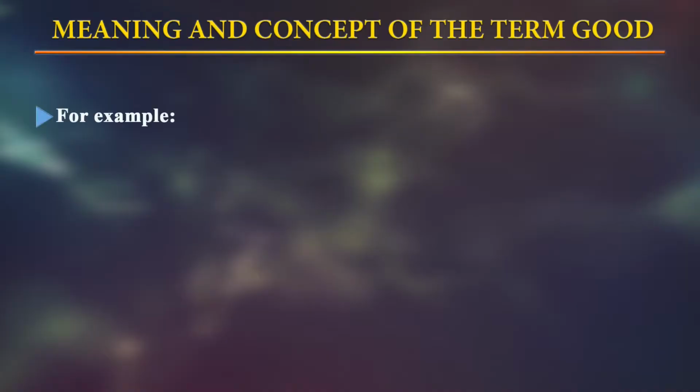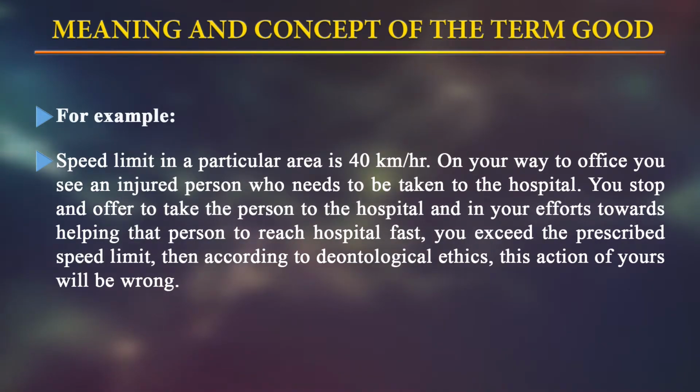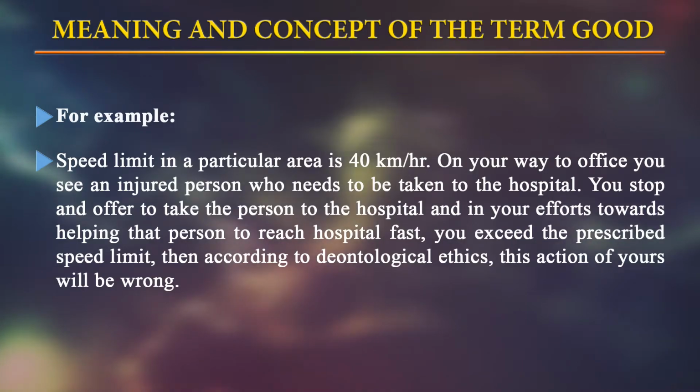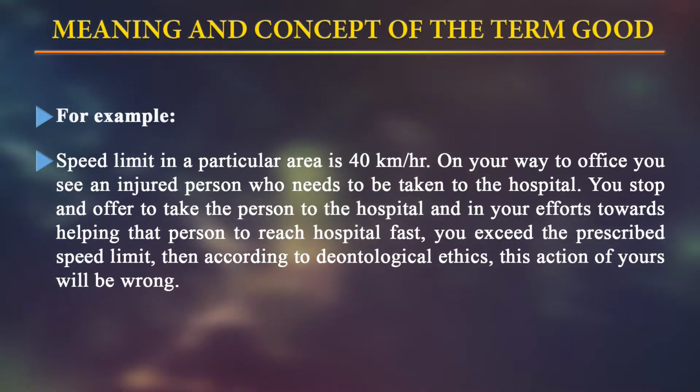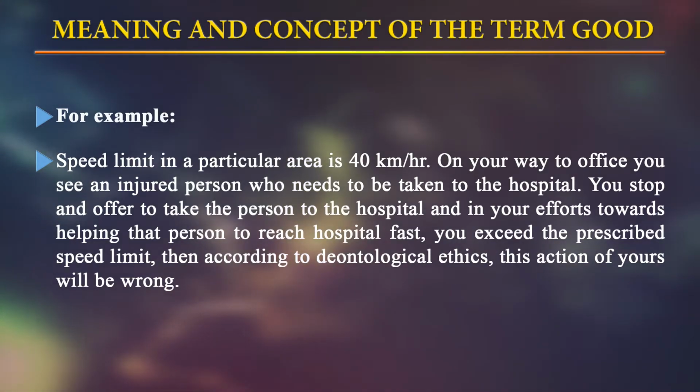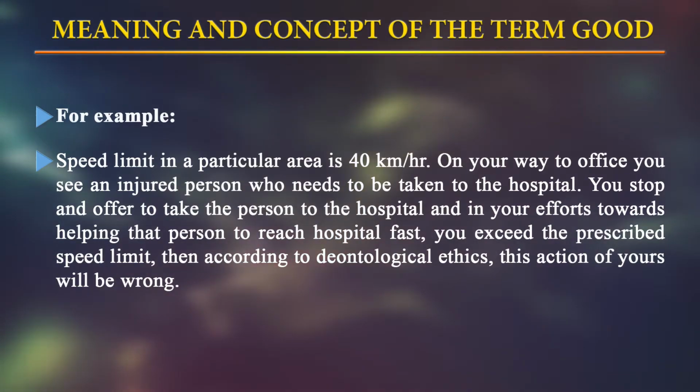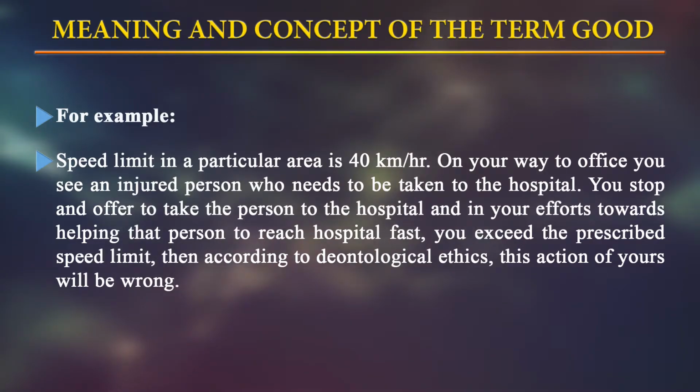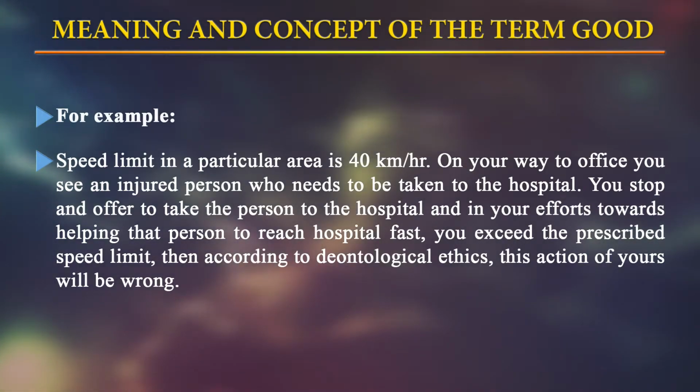It focuses on doing the right without bothering about what might be the consequences of that particular action. For example, the speed limit in a particular area for any motor vehicles, for cars, is 40 kilometers per hour. But now you are on your way to office and you see an injured person lying on the road who needs to be taken to the hospital. You are a kind person, you stop by and give a lift to that person in your car, and you want to take that person to the hospital. But in your effort to help that person reach the hospital fast, if you exceed the prescribed speed limit of 40 kilometers per hour when you cross that area, then according to deontological ethics, this action of yours will be wrong.